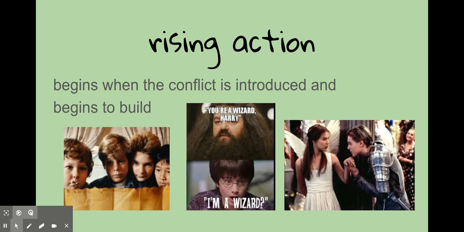Romeo and Juliet, rising action begins the moment that the two set eyes on each other, that love at first sight moment. Bam, we got a problem because they're from two opposing families. So all of that information in the prologue in Romeo and Juliet is just letting us know who these people are, and we don't get to the conflict until Romeo and Juliet actually see each other.